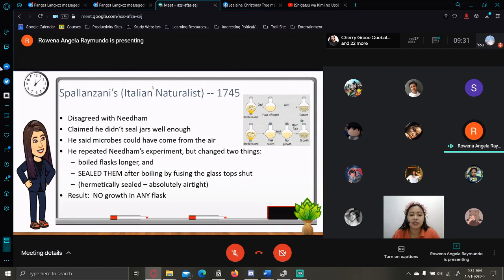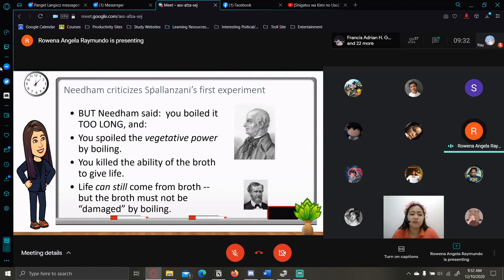Napatunayan niya na hindi basta-basta nag-grow doon sa jar na naka-cover. But then, may mga nagsasabi na masyado mo kasing matagal na binoil yung iyong broth. Kaya whatever yung life na naandon, siyempre mamamatay na talaga. The ability of it to give life, wala na. Okay, so ang sabi, na-damage nung boiling kung ano man yung dapat na life force na naandon.